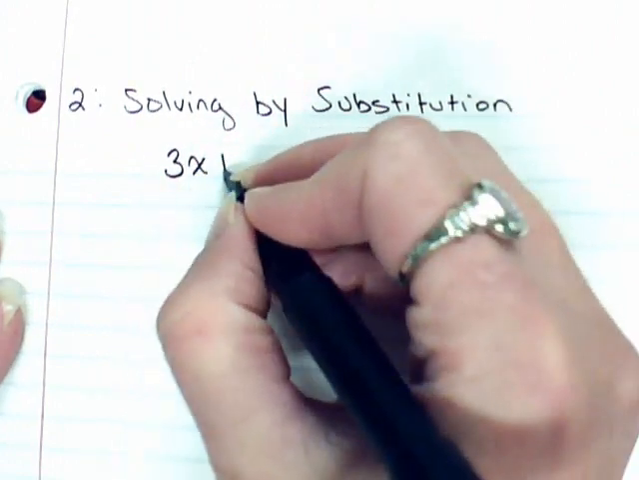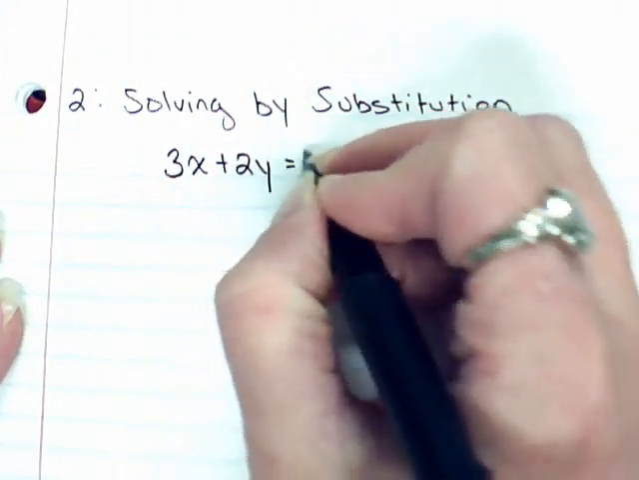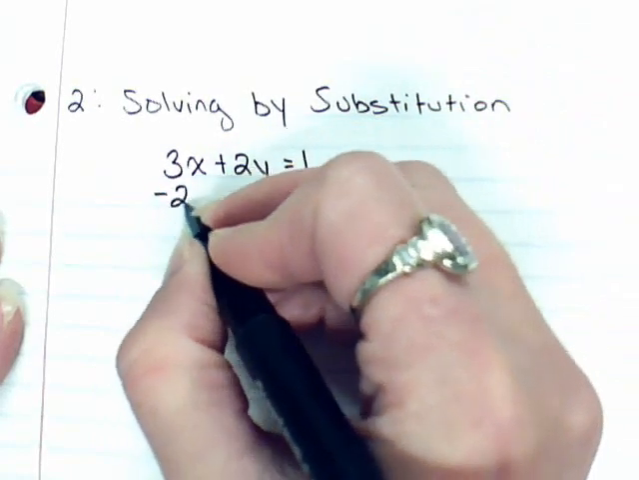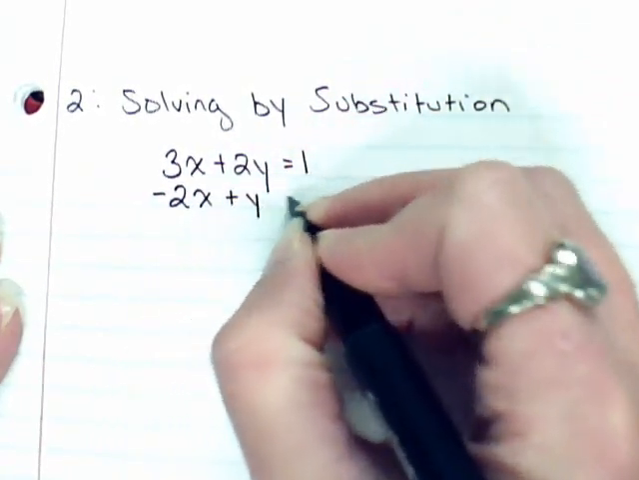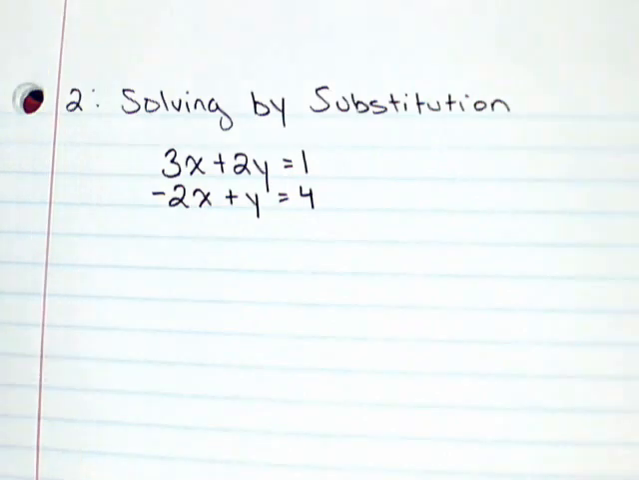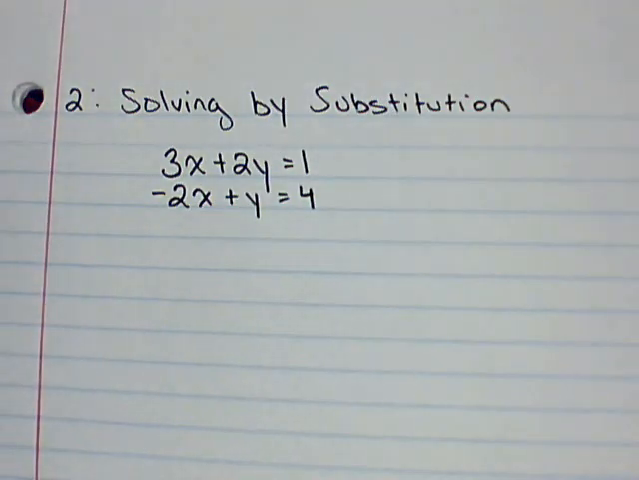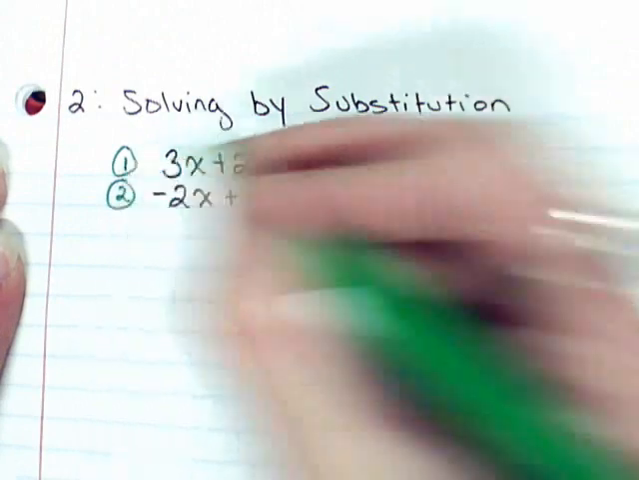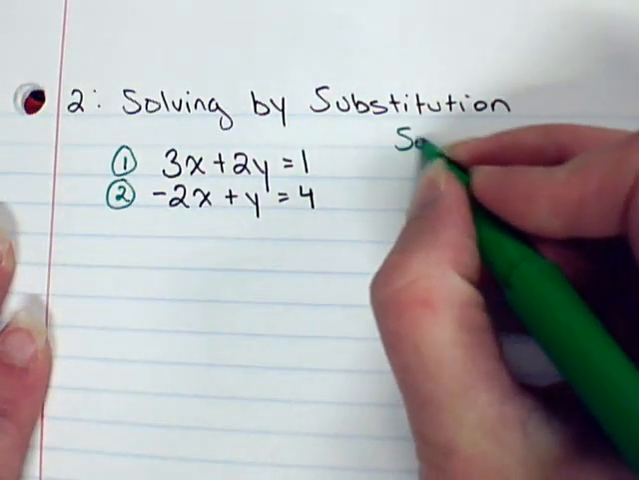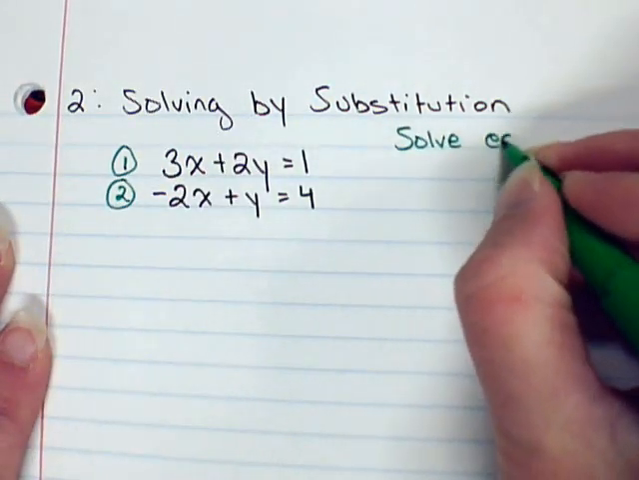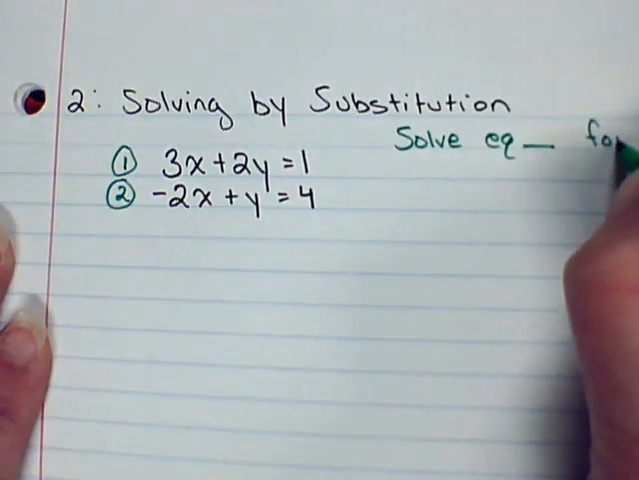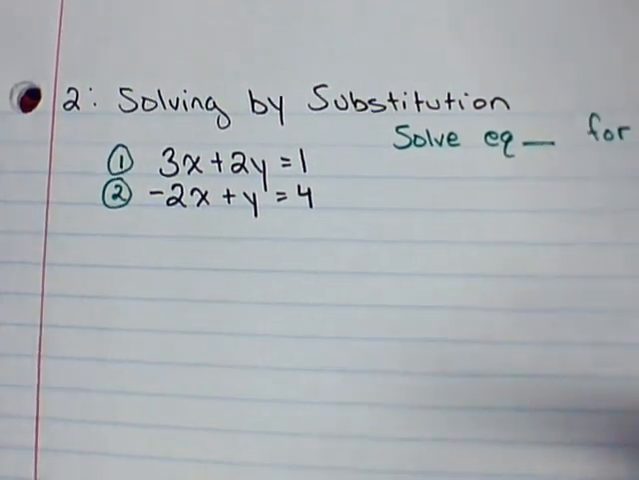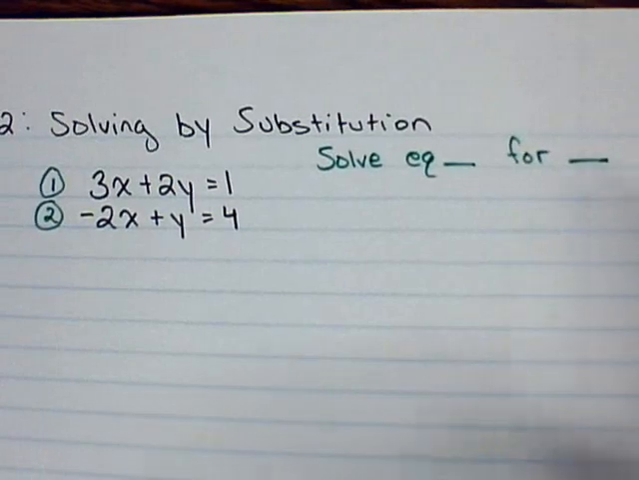So 3x plus 2y equals 1. And I've got negative 2x plus y equals 4. So I've got my two equations with two variables. What I want to do is take one of those equations, either equation number 1 or equation number 2, and I want to solve one of those equations for one of the variables. I want to get one of the variables by itself.